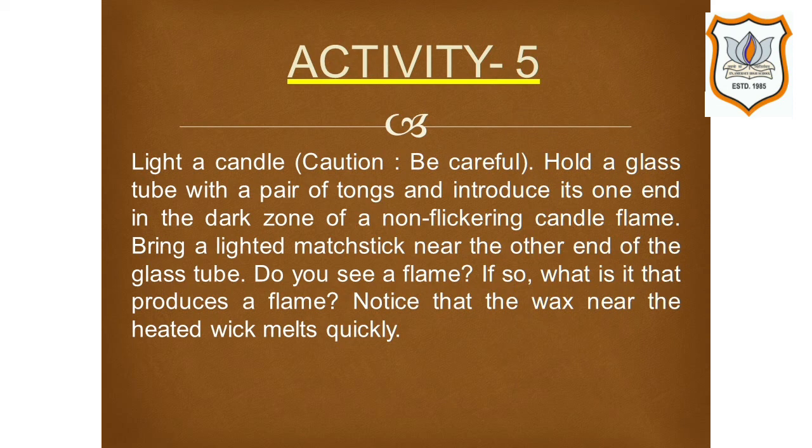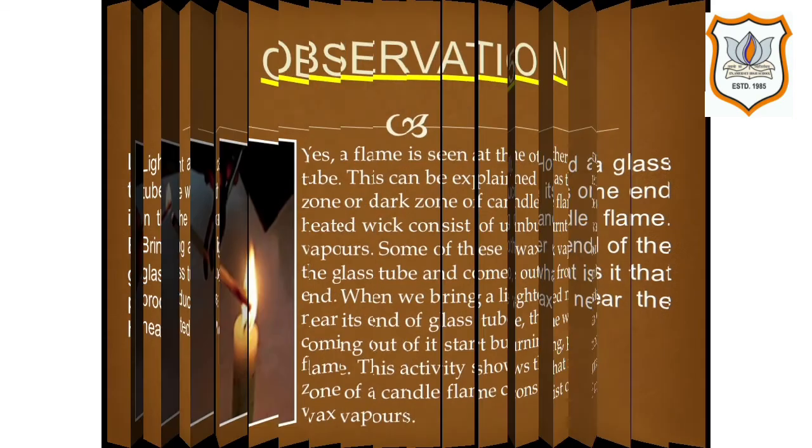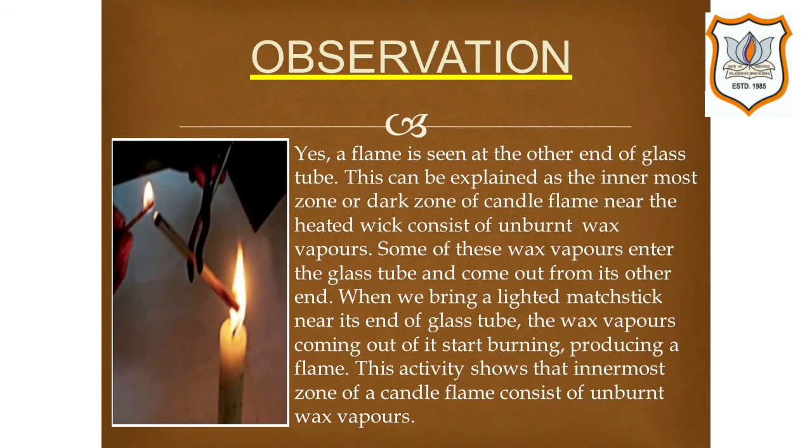Do you see a flame? If so, what is it that produces a flame? Notice that the wax near the heated wick melts quickly. After performing activity 5, we will observe that yes, a flame is seen at the other end of the glass tube.